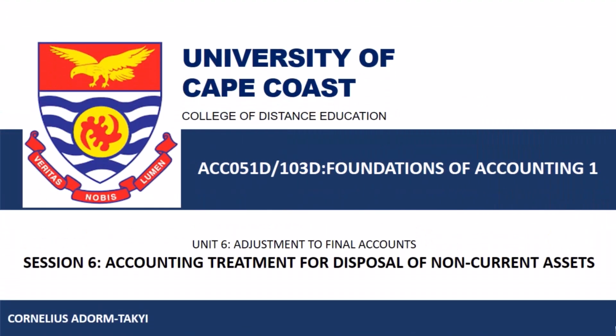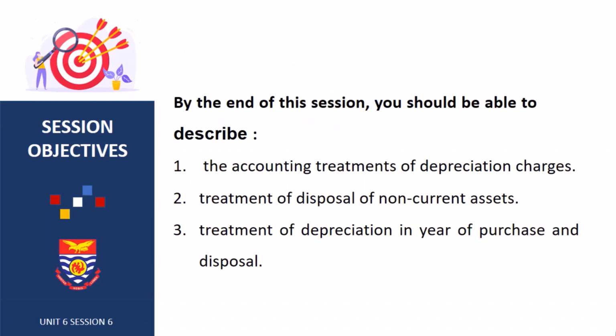Unit 6, Adjustment to Final Account. Section 6, Accounting Treatment for Disposal of Non-Current Assets. By the end of this session, you should be able to describe the accounting treatment of depreciation charges, treatment of disposal of non-current assets, and treatment of depreciation in year of purchase and disposal.